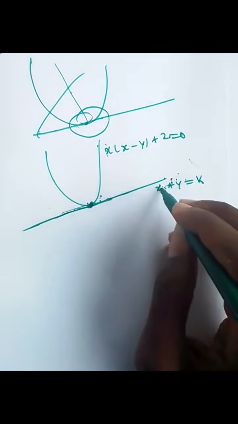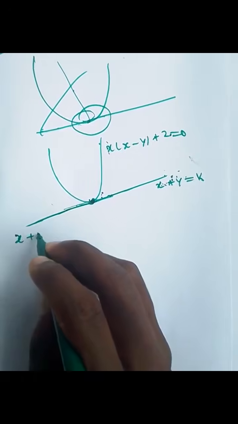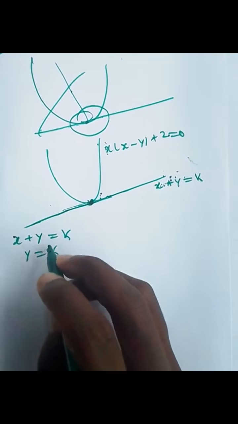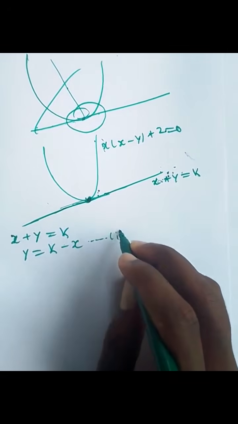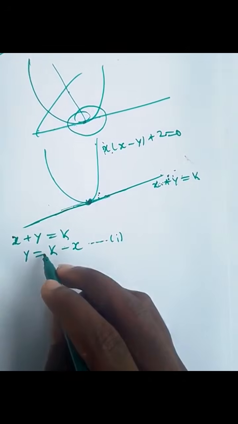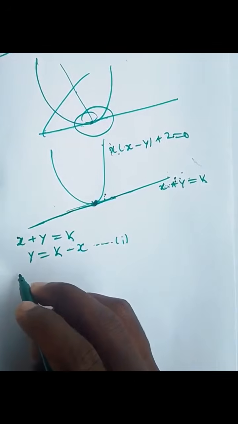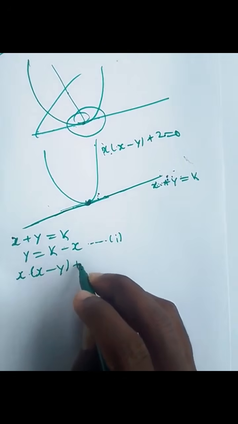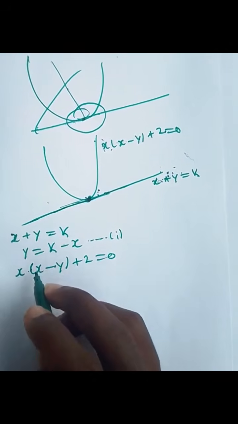So let's begin with the equation of the straight line. I'll make y the subject, taking x to the other side. I'll call this my first equation. Then the equation of the curve, which is x minus y plus 2 is equal to 0. I need to make y the subject in this one as well.